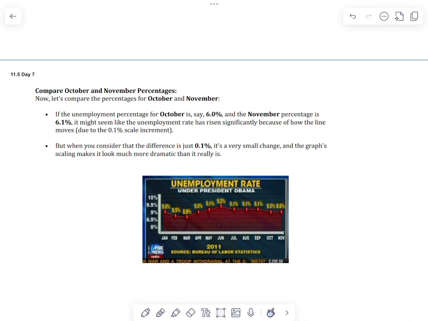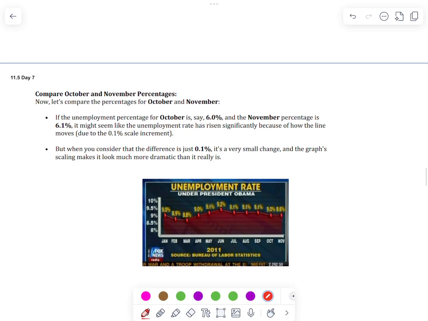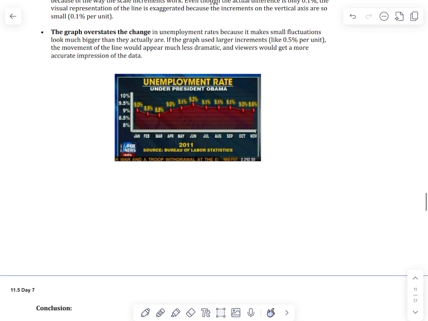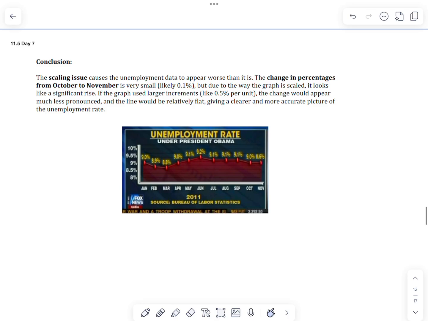Another thing is comparing October to November. So here's October, 9%. And then, okay, it's hard to read, 9.5%. It might seem a little bit significant. Alrighty, let's move down to, again, I talked about the scaling issues.